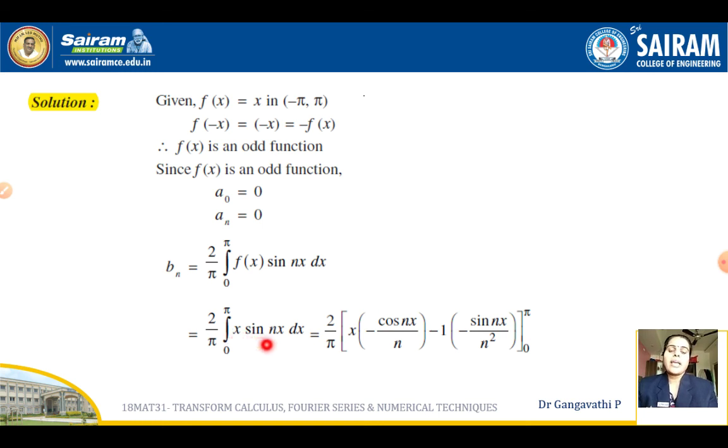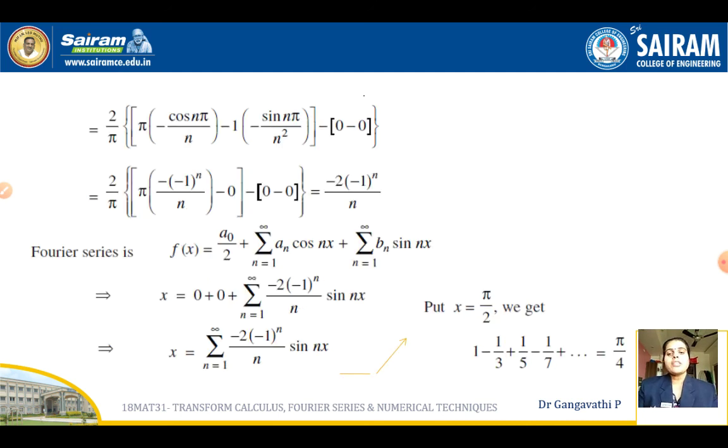So this is again a product, so Bernoulli's rule can be used to integrate, and on integration we get this expansion. Substitute the limits 0 to pi. On substituting the limits, we get this for the upper limit and this for the lower limit. Cos n pi is minus 1 to the power of n and sin n pi is 0. So this is the answer we had got for bn.